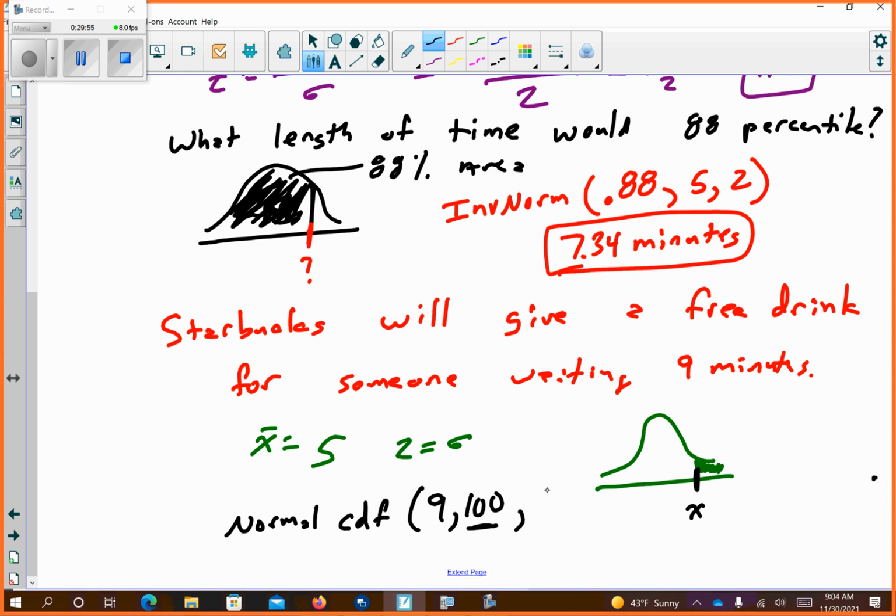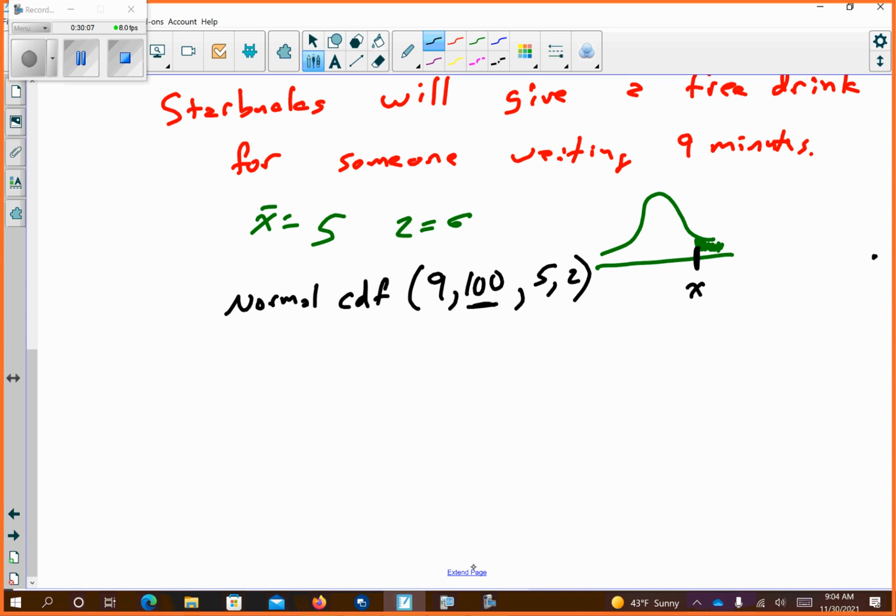Okay? And then I'm going to plug in my mean, my standard deviation. Friends, normal CDF, go for it. What do you get? .022, which equates to 2.2% of the time.